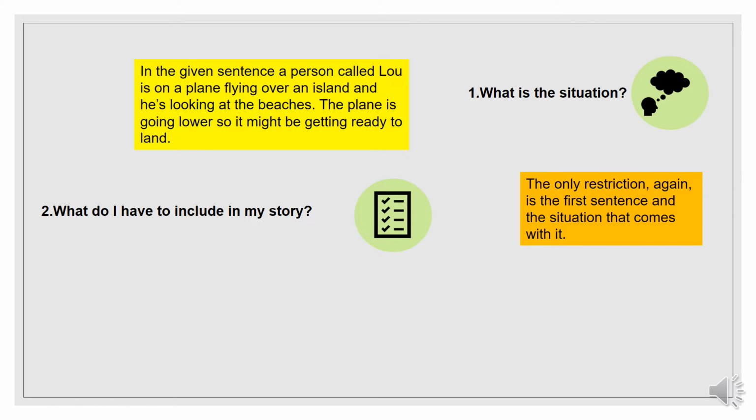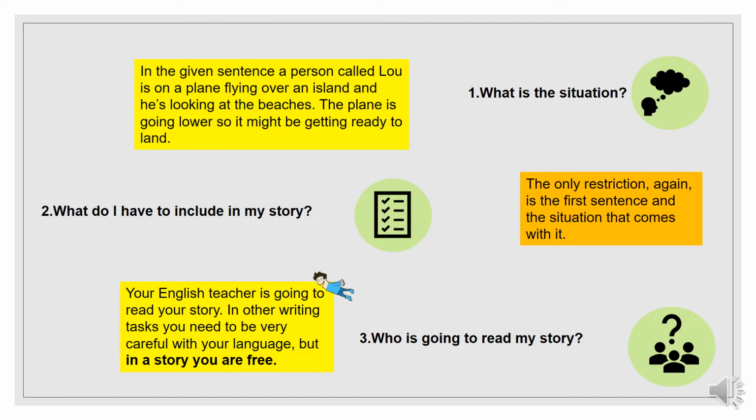You can make your story funny, sad, full of action or fantasy, and include whatever you can imagine, but connect it to the first sentence. Last but not the least, your English teacher is going to read your story. In other writing tasks, you need to be very careful with your language, but in a story, you are free. You decide if your characters use very informal English or if they are formal. Just remember, don't use rude language or words that are not in the dictionary.